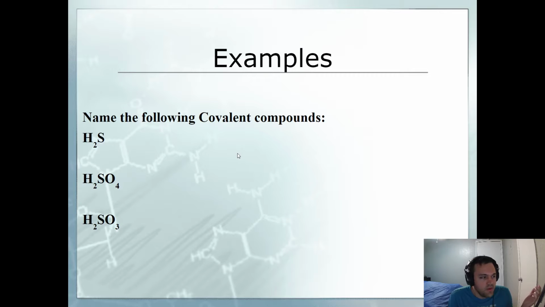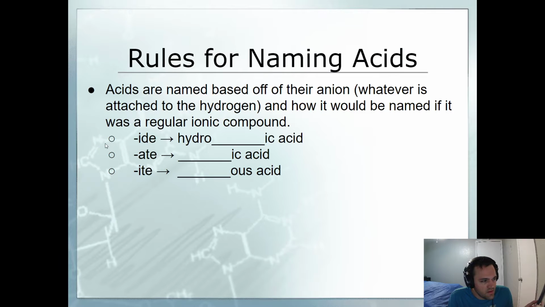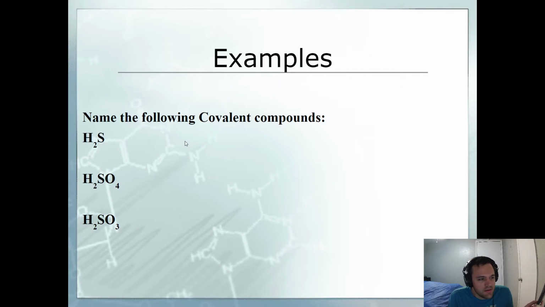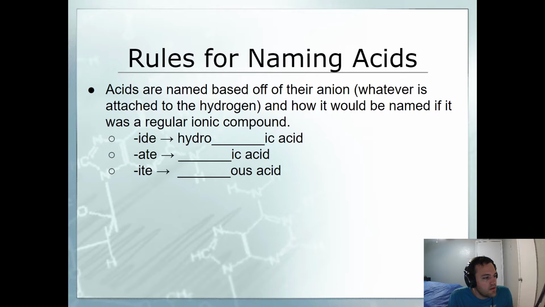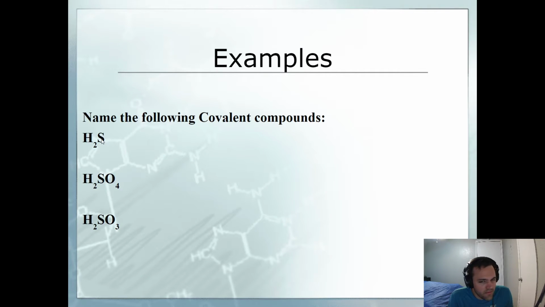So, example, here we've got sulfur and hydrogen. So, simple, binary, two elements is all it is. If we're following our rules here, if this was just a regular ionic compound, we would call it hydrogen sulfide, right? So if it ends in ide, this is now going to be called hydrosulfuric, because it's from the sulfur, acid. So hydrosulfuric acid is H2S.